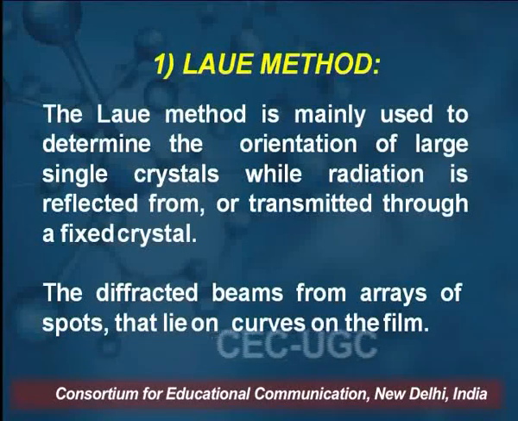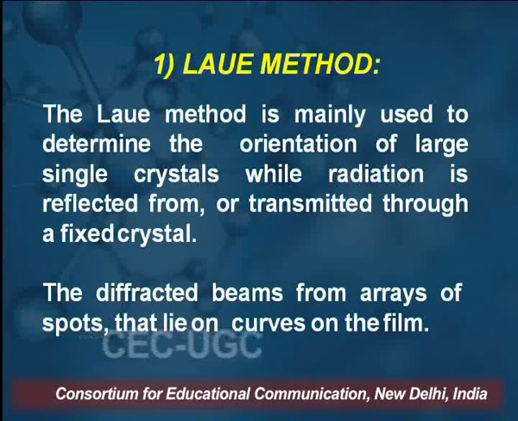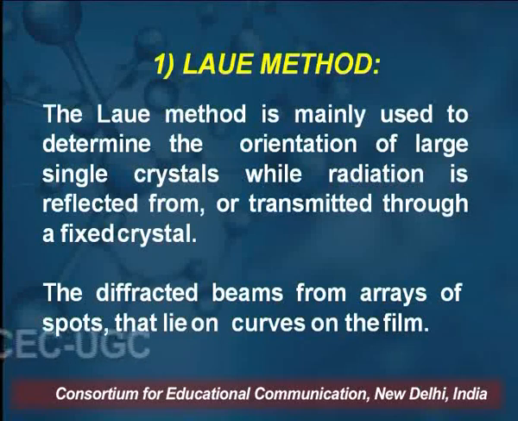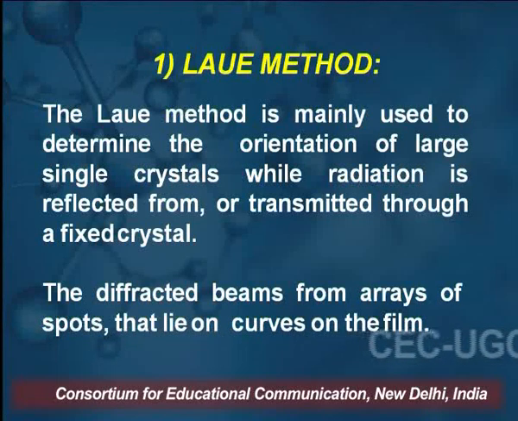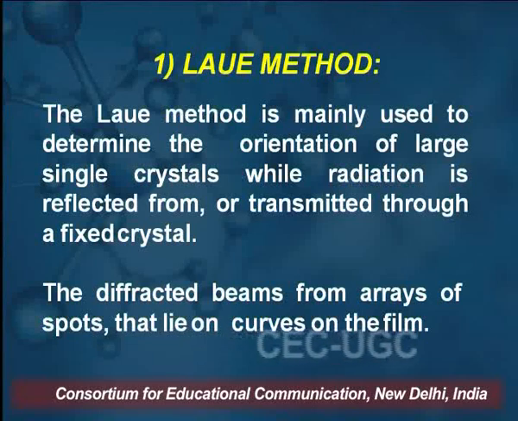So this method is very important, and this method is mainly used to determine the orientation of a large single crystal when the radiation is reflected or transmitted through the fixed crystal. As we discussed, the crystal is fixed, and light from the X-ray is reflected or transmitted through the crystal. The diffracted beam forms an array of spots that lie on the curve of the film. The spots we get on the photographic plate are known as Laue spots, and these spots give the symmetry or geometry of the material.